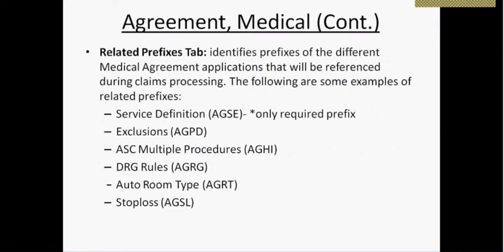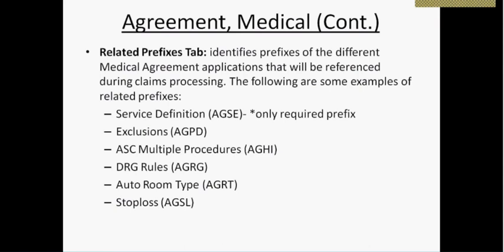The related prefixes tabs are the different tabs in which you will be entering information after information when you're defining an agreement. Some of the examples are your service definition, your exclusions, the multiple procedures that you can perform, and what the DRG rules should be. Then you'll be defining the auto room type, since based upon the type of the room, the pricing is influenced. Then there's stop loss, which is a risk mitigation strategy of the payer to limit the liability. All this information will form part of the agreement.